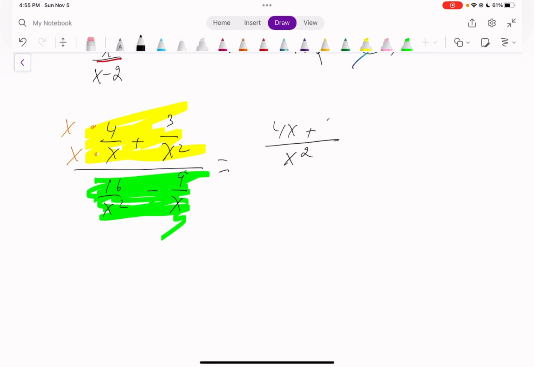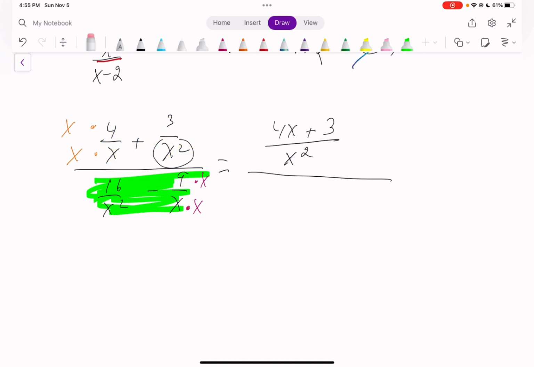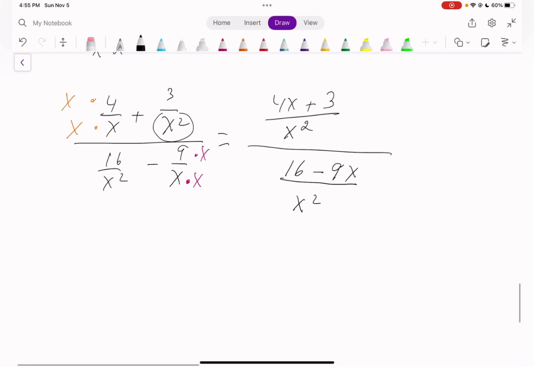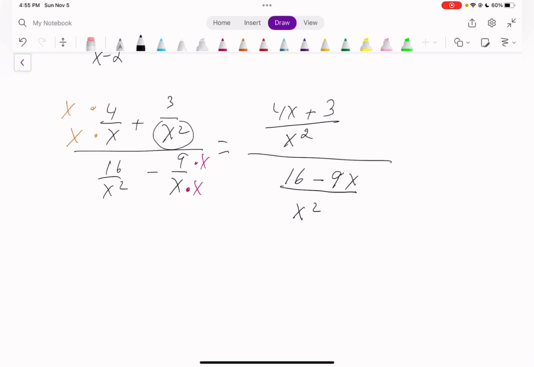4x plus 3. This here I'm not touching because I have already x squared. Now here in the denominator, the same way, this one, x and x squared, common denominator is x squared. So times x times x. And I am getting, let me clean this shaded area so you can see. Okay, much better. So here in the denominator you will have x squared. In the numerator 16 minus 9x.